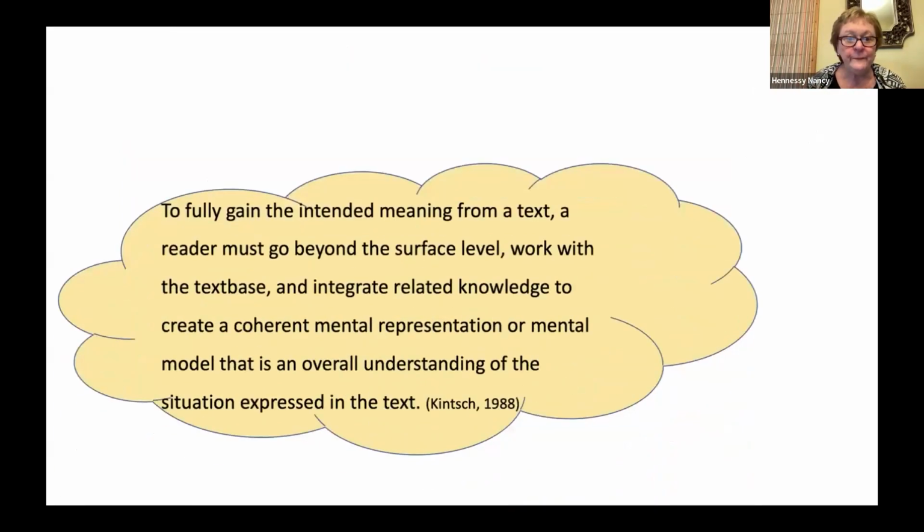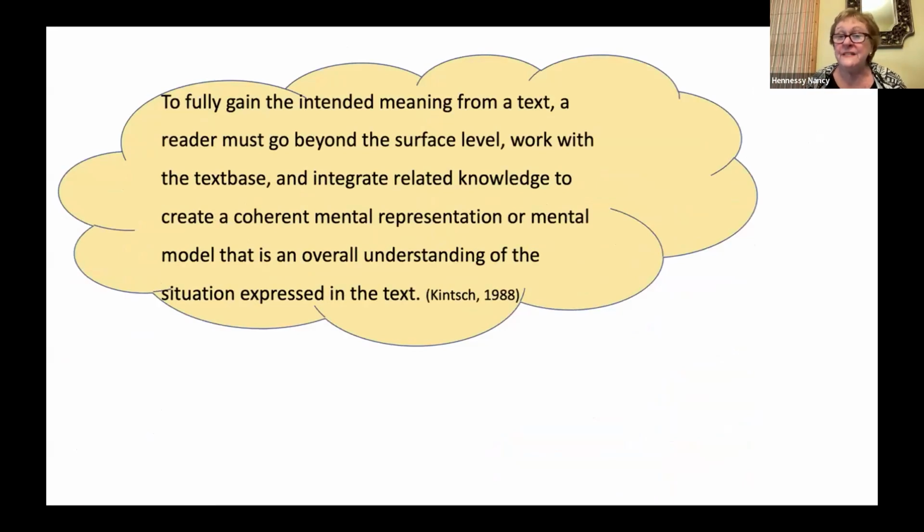So to fully gain the intended meaning from a text, a reader must go beyond the surface level, work with the text base, and integrate related knowledge to create a coherent mental representation, or mental model, that is the overall understanding of the situation expressed in the text. Now, note the citation here. This is 1988, Walter Kintsch's work, and I think he recently passed away. His theory is the construction-integration theory. He's very much about not only do we construct knowledge, but we do that through integrating at these varied levels of understanding.